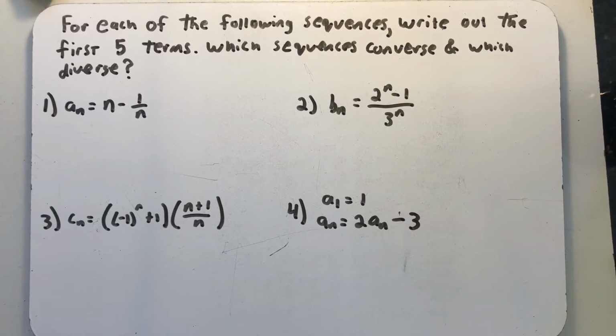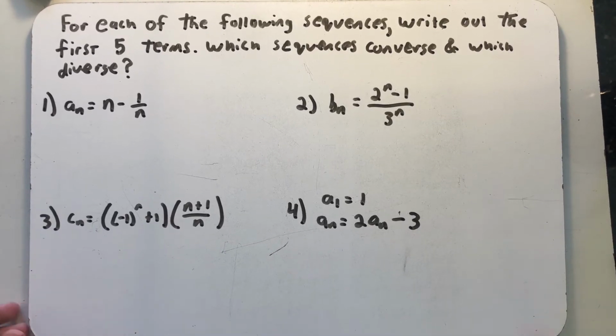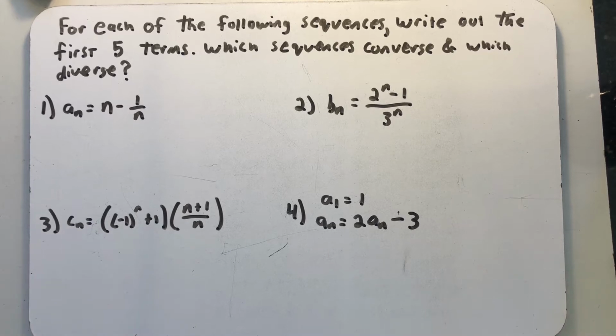In this video, I would like to explore these four sequences. We are asked to write out the first 5 terms for each sequence, and then to determine which converge and which diverge. And of course, we're going to support whether we think they converge or diverge with some amount of work, with some reason. So let's just get started writing out the first 5 terms here in number 1.